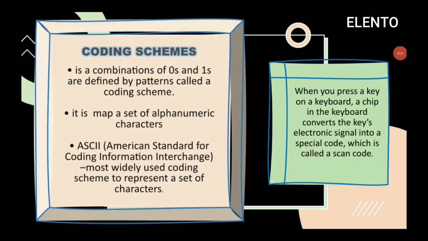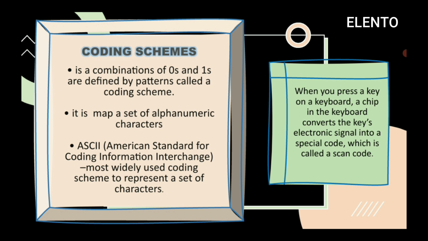Coding schemes. Combinations of zeros and ones are defined by patterns called a coding scheme. It is a map of a set of alphanumeric characters, which are letters and numbers, or special symbols, to a sequence of numeric values that a computer can process.